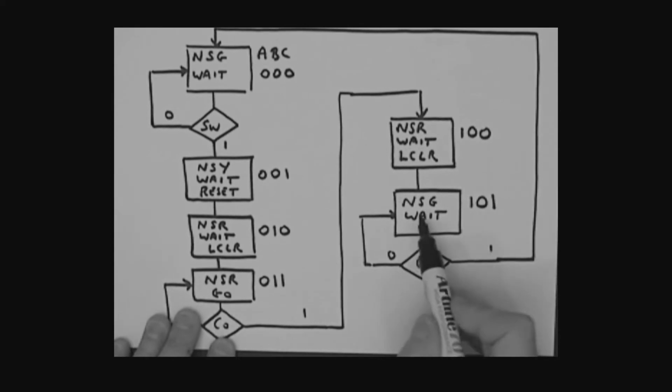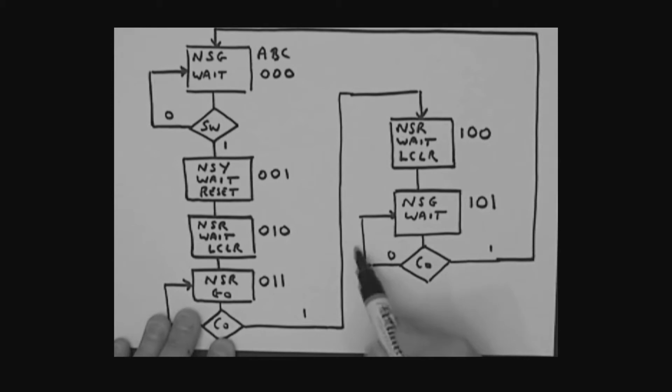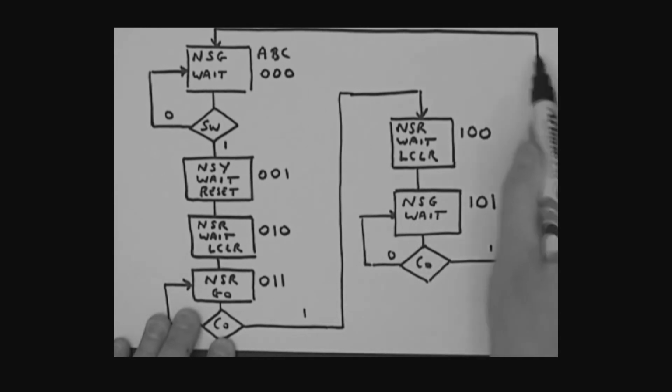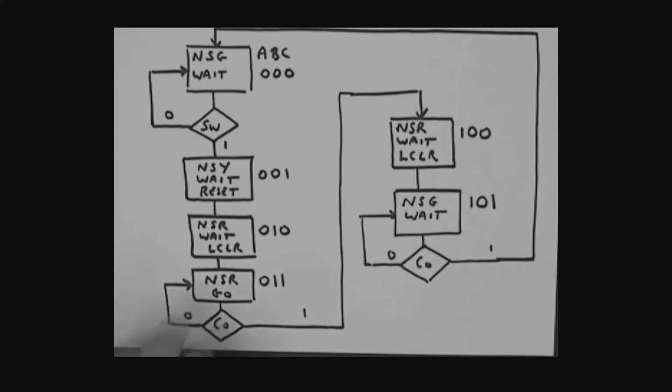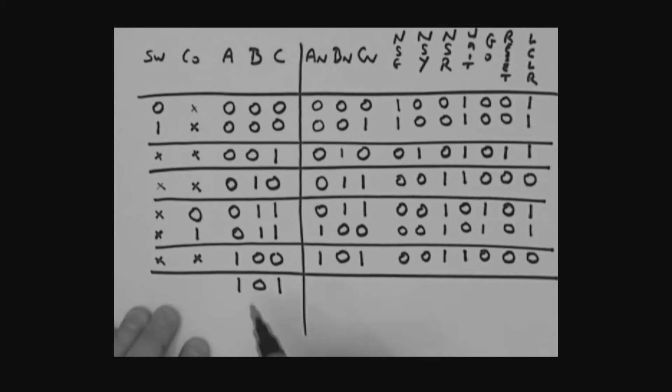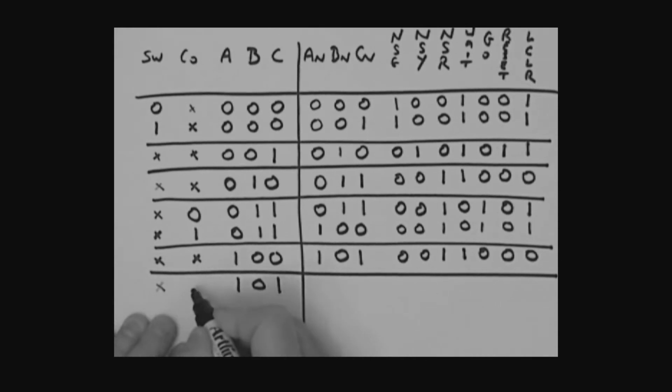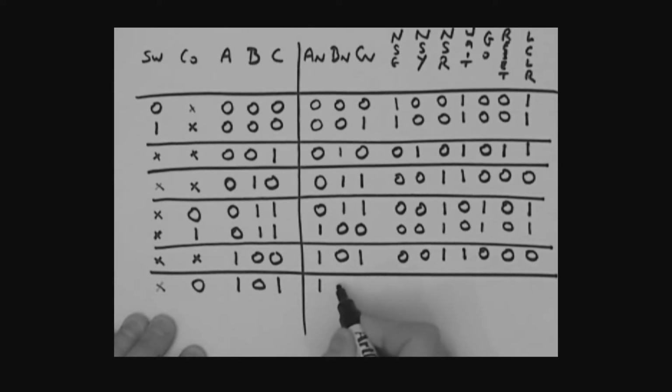In the 101 state, I've got north, south, green, and wait, and I'm looking at the carry out. If the carry out is 0, stay in that state. When the carry out becomes 1, on the next system clock edge, I go back to the beginning again. Okay, 101 state, I don't care about the switch, but I am looking at the carry out. If the carry out is 0, I stay in the 1, 0, 1 state.